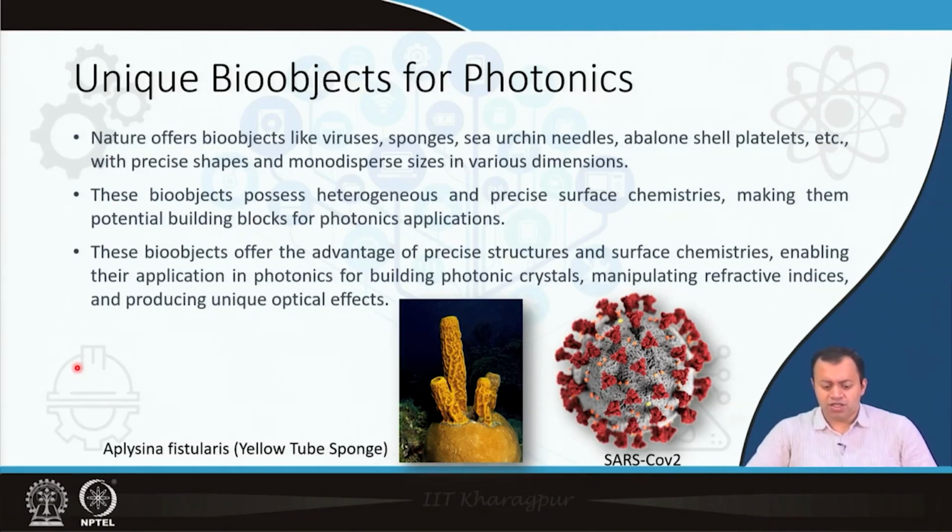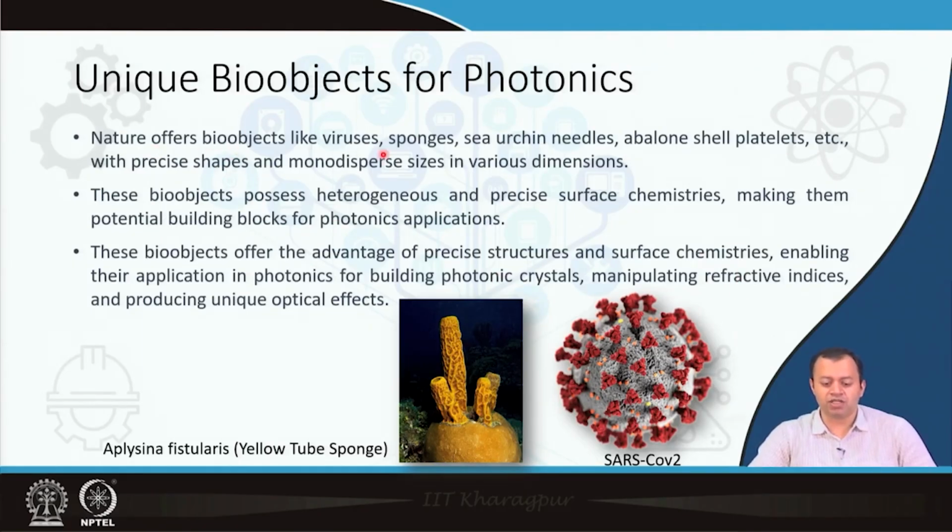Unique bioobject for photonics, this is what I was telling you. You have seen this, probably images of this. This exists inside the sea, the yellow tube sponge, but many people keep this as a handicraft or decoration in their houses. I have seen one of my neighbors used to have this. What I am telling you is that these can be used as some sort of a template, right? They have a periodic structure. This is also some sort of a periodic structure. Either you can use it as a template or send light into them. The light will get diffracted or interfered, and that light could be utilized differently.